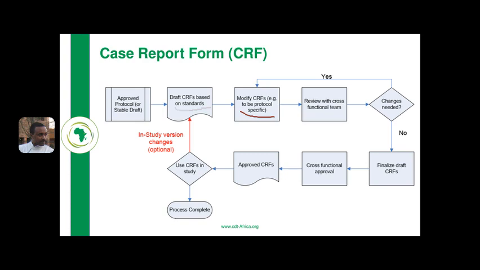And then this version is going to be reviewed by cross-functional teams. And if there are needs for change and amendments, then again, the CRF is going to be modified. And when we are satisfied, then we reach the finalized draft version of the CRF. And then this is going to be approved by cross-functional teams, and the approved CRF is going to be used in the study, and that completes the process.